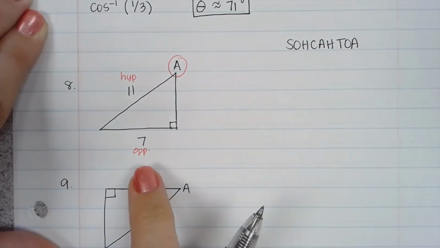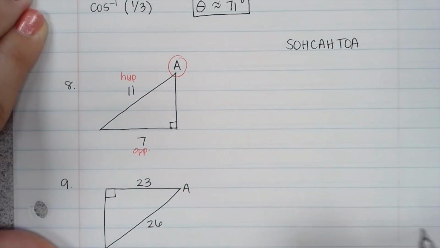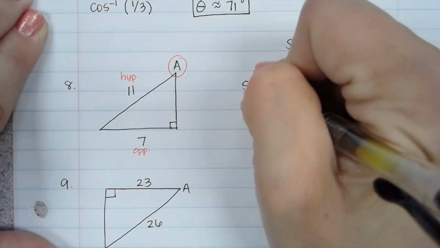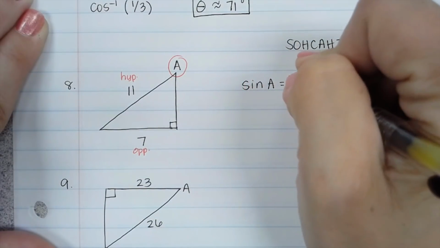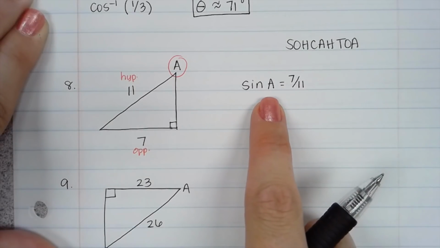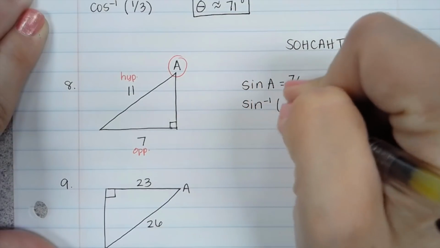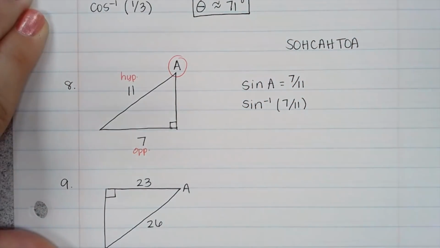that for this one, for this being my reference angle, if I'm using opposite and hypotenuse, that means I'm going to use sine. So I choose the sine of angle A is equal to 7 over 11. Remember, when I'm solving for my angle, I'm going to use the buttons up above sine, cosine, and tangent. So sine inverse 7 over 11 is what I would type into my calculator.